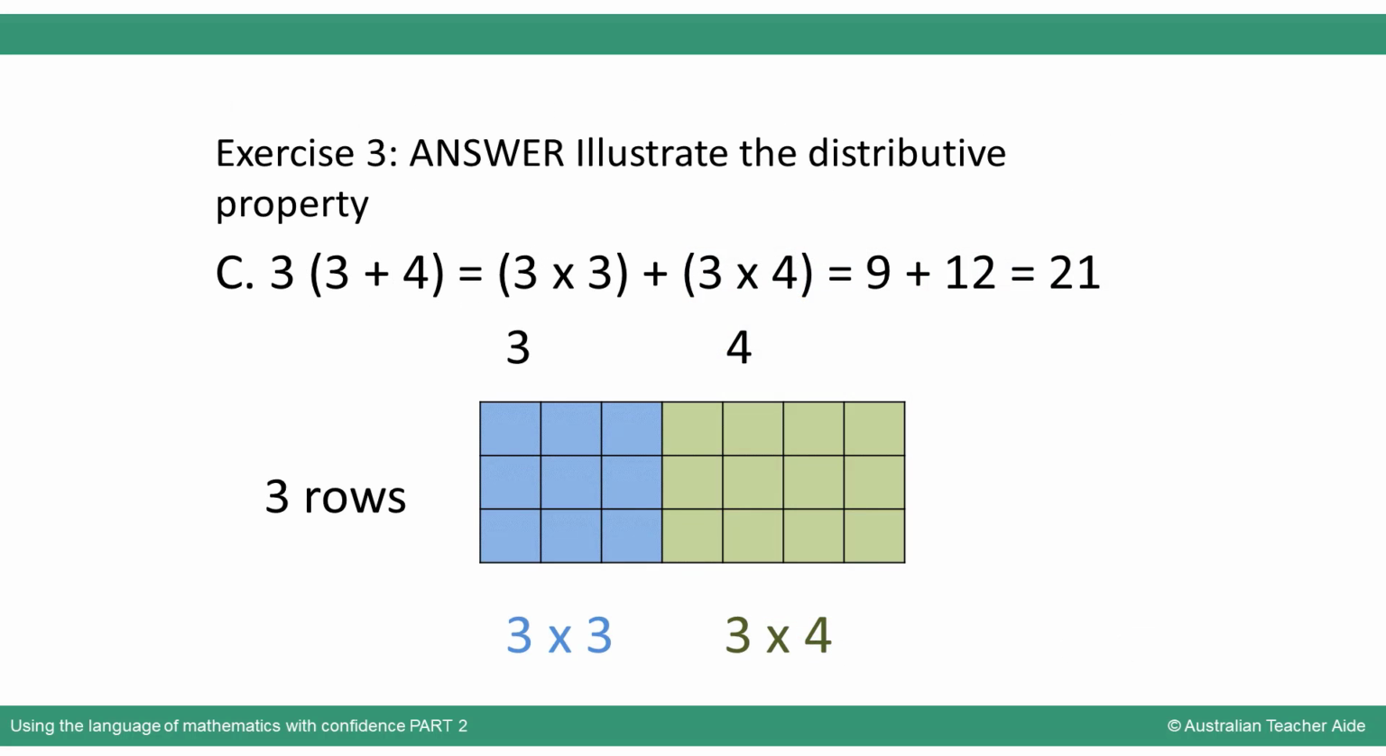For C, we've got 3 times (3 plus 4). You distribute the 3: 3 times 3 plus 3 times 4. So 3 rows of 3 and 3 rows of 4 is 9 plus 12 equals 21.